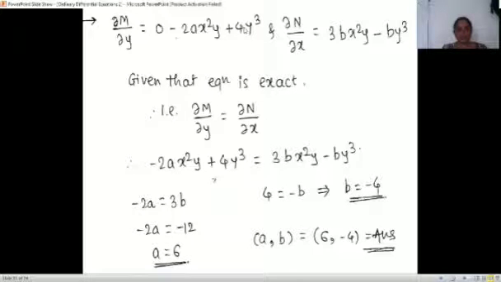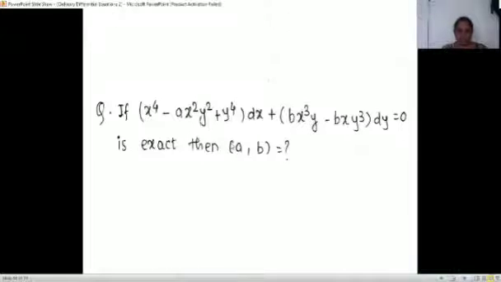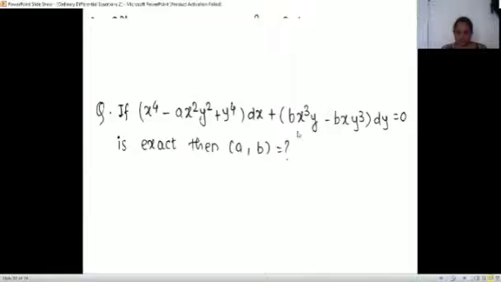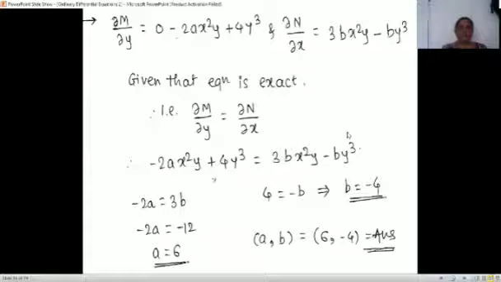As the equation is exact, we have to find ∂M/∂y and ∂N/∂x and equate them. ∂M/∂y, M is this, so taking the derivative with respect to y, this is −2a x²y + 4y³. And ∂N/∂x, with respect to x, this is 3b x²y − y³. But these two are equal as the equation is exact. So equating them, we get x²y, so their coefficients are the same: −2a = 3b.